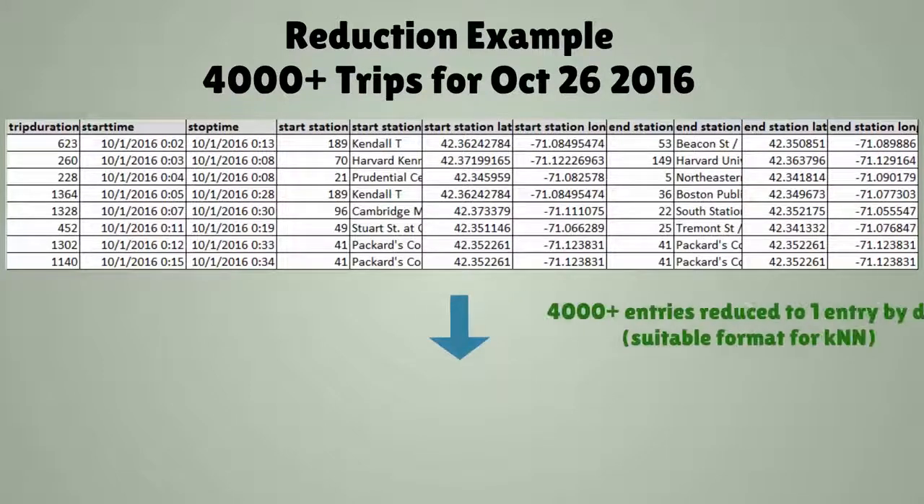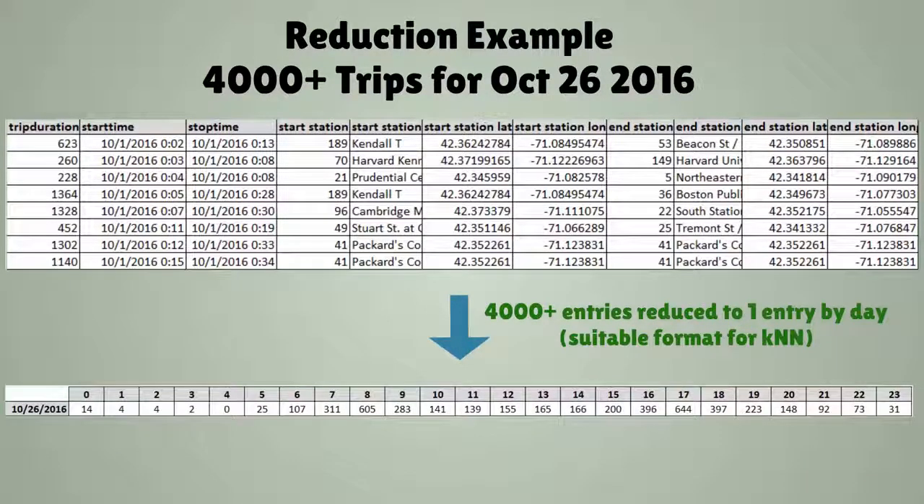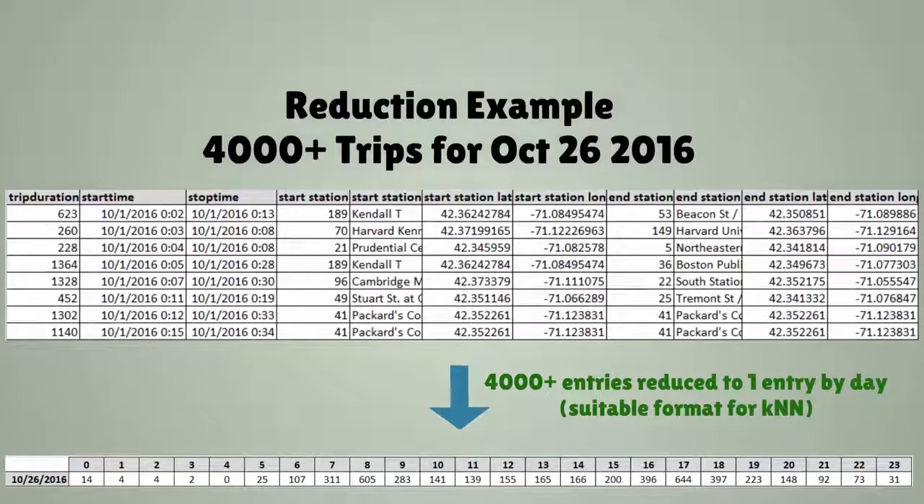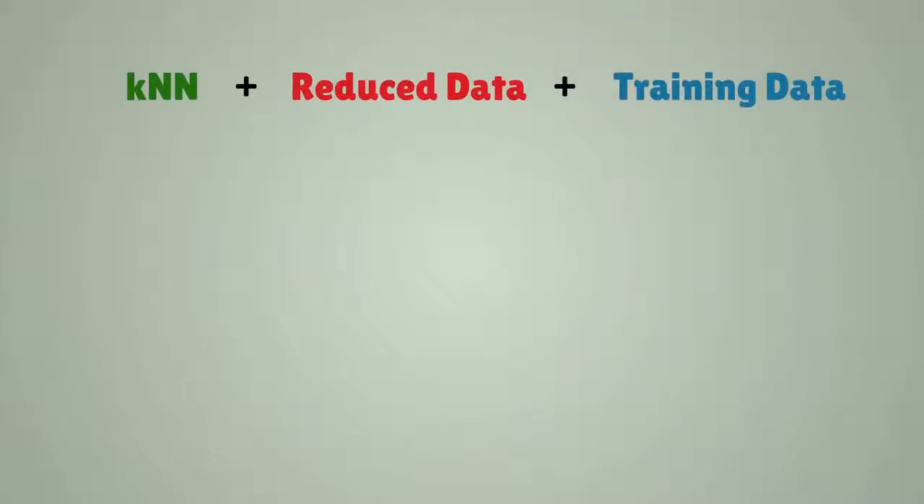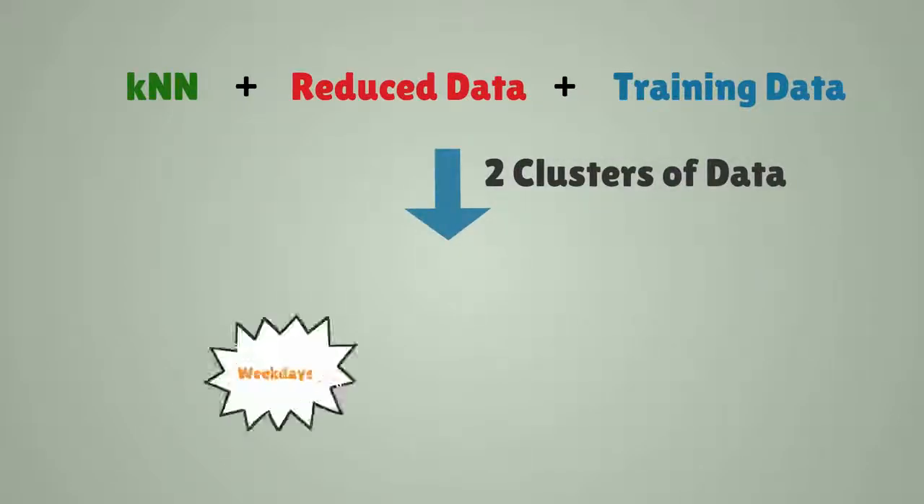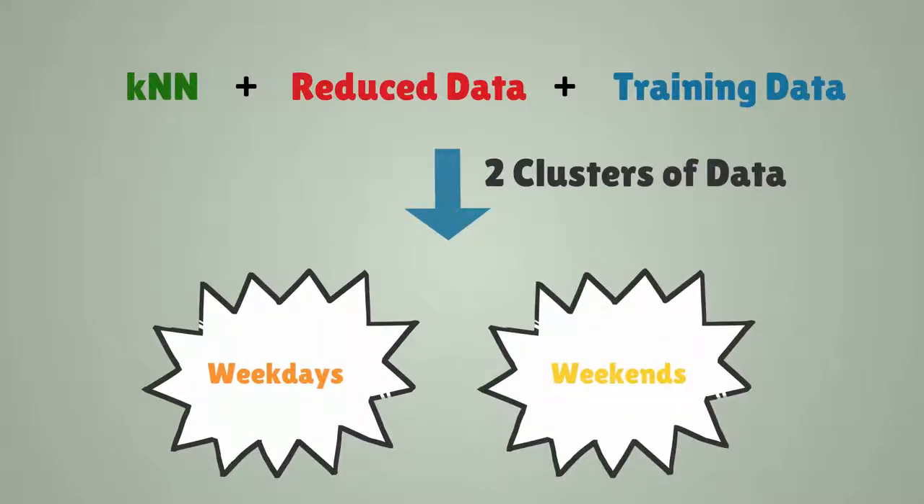Applying our reduction method, we reduce those 4,000 plus entries into a single entry like this, which shows the total number of trips per hour for that day. This data format is now suitable to be used with the KNN algorithm. Next, KNN is applied to the reduced data by providing it with simple training data of hourly trip counts from a weekday entry and a weekend entry. This successfully produced for us two clusters of data, one for weekdays and one for weekends. We next average the results of both clusters.